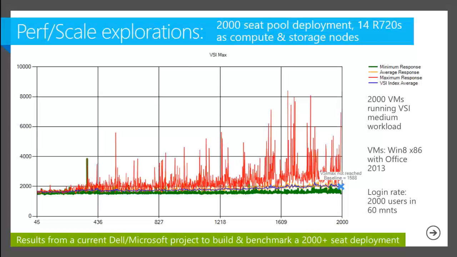And here we were running 2,000 VMs, logging in at the rate of 2,000 users in 60 minutes. VMs were x86 Win8 running Office 2013. And you see that it never exceeds what is a reasonable number for the aggregated response time. It's called the VSI max. And this chart says the VSI max was not reached, which means your system could do more. We just happened to do 2,000 because we had license for 2,000.